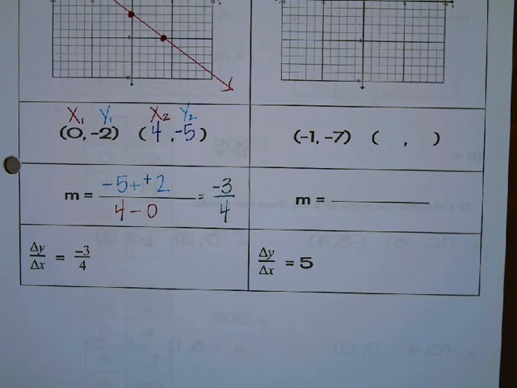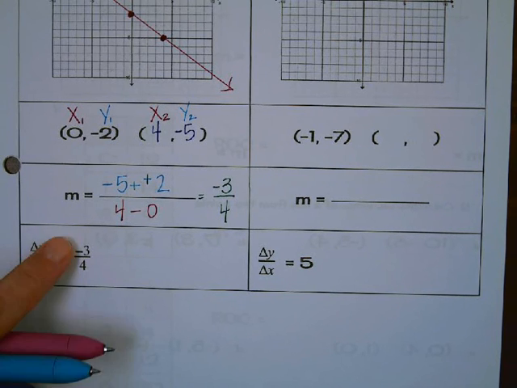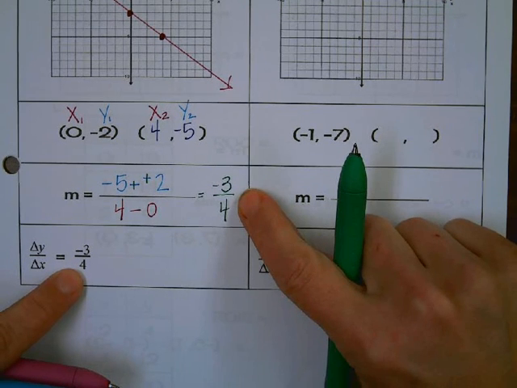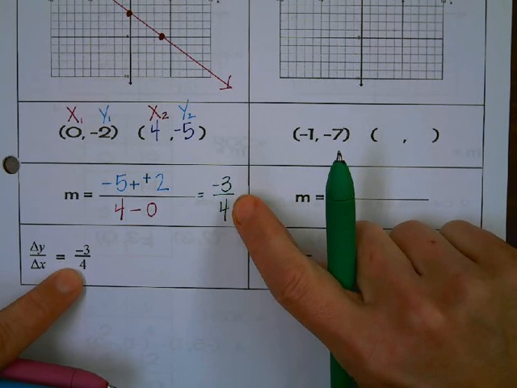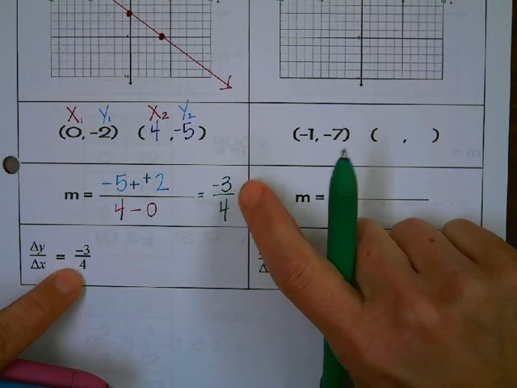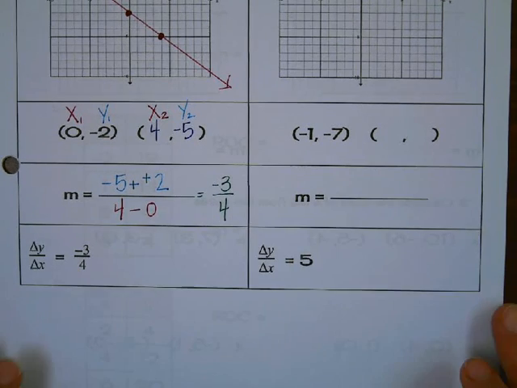And if we notice, when I look here and see that my rate of change, my change in y over my change in x, is -3/4, I can also see that when I found those 2 points, I ended up with the exact same slope, -3/4. So we're going to try that again with f.